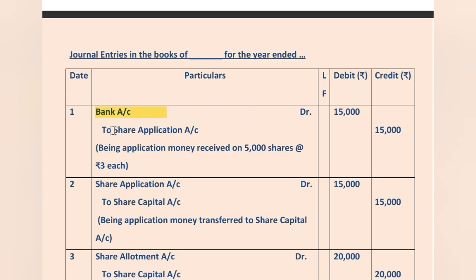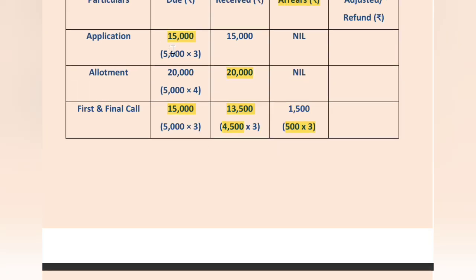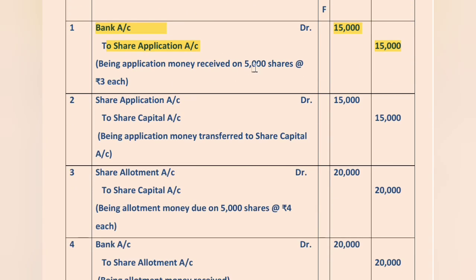15,000 rupees, bank account debit to share application account, right? Being share application money received on how much share? 5,000 shares at rupees 3 per share. That is the first entry. Next, move on to the second entry.